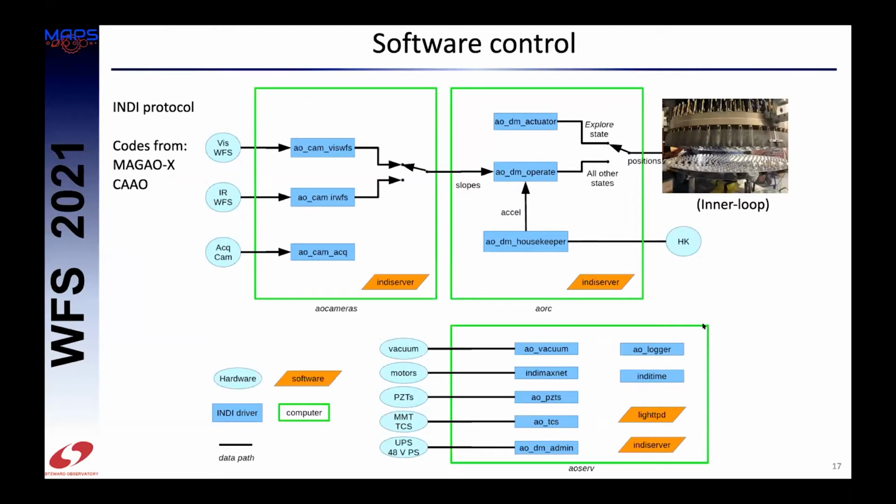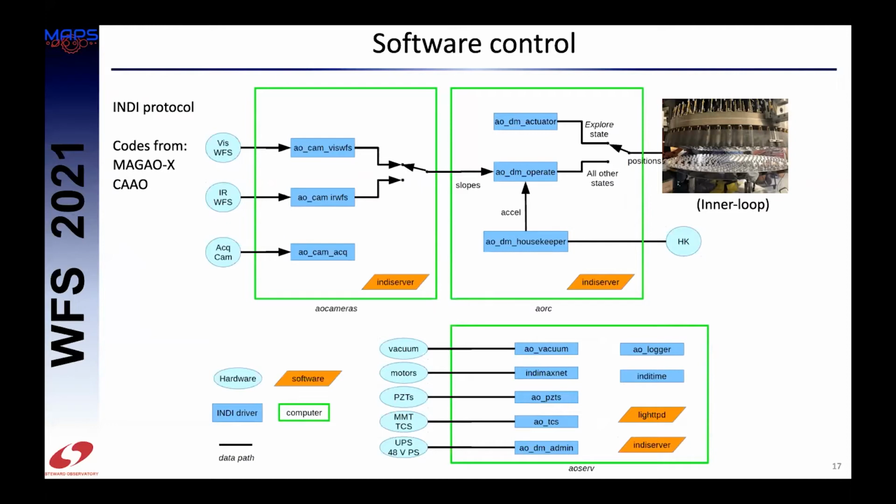So software, we use 2 computers. One is for the wavefront sensor, and another one is for the ASM control. This is already well written, and it has been working for a year. And basically, this one runs at 1 kilohertz.